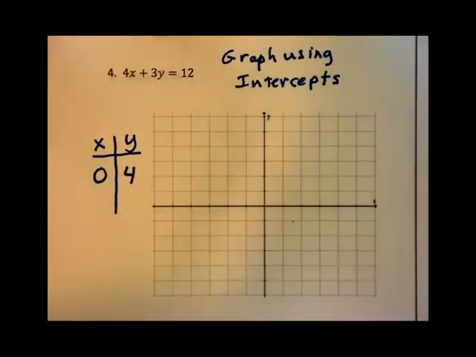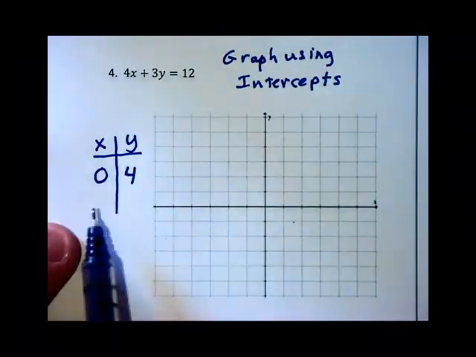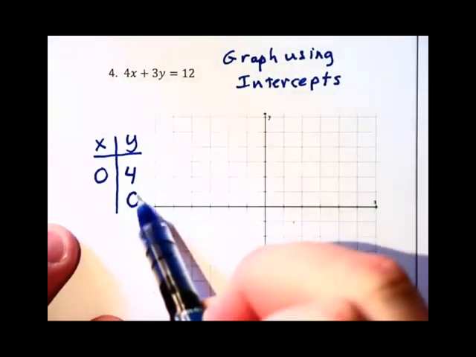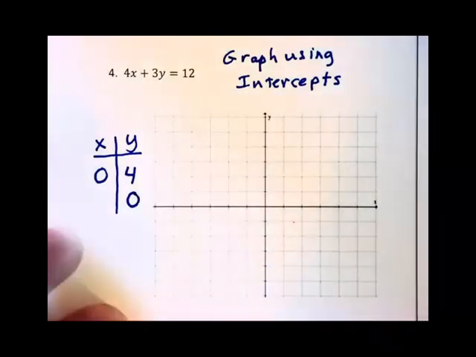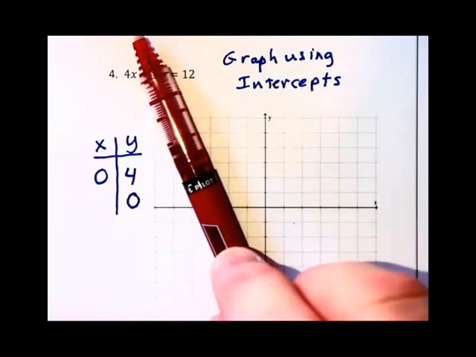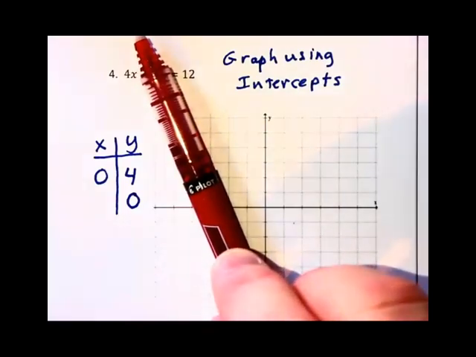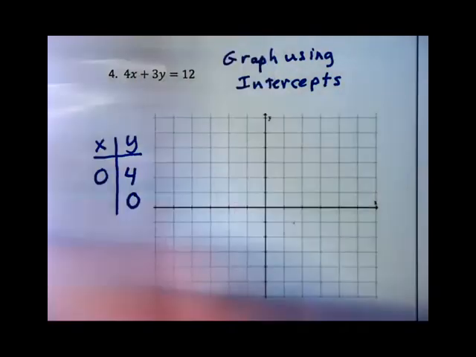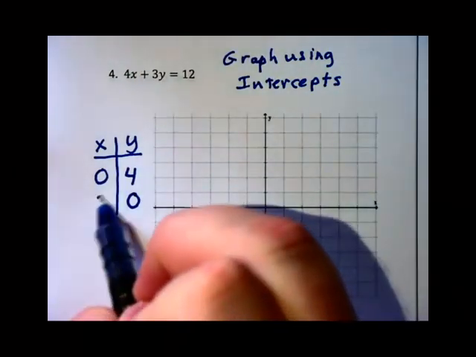And then instead of moving on to x equals 1 over here in my input chart, I'm going to let y be 0, kind of breaking the rule of x being the input. And this time I'm going to cover over the 3y and just have 4x equals 12. And 4 times 3 is equal to 12. And so we're going to have 3 right there.